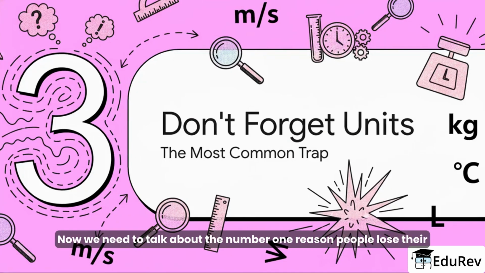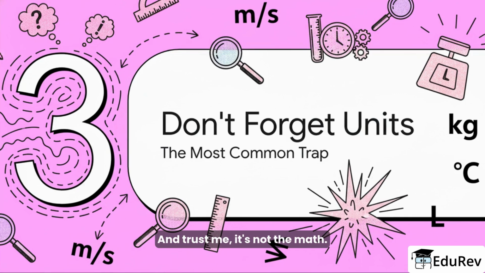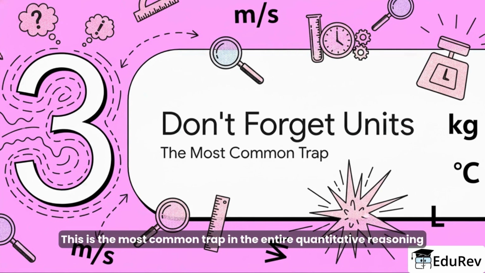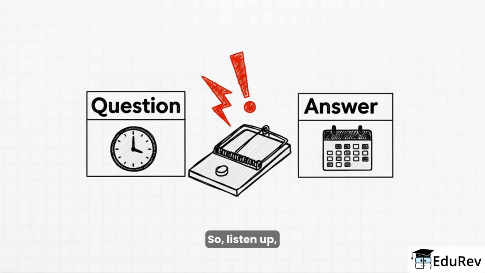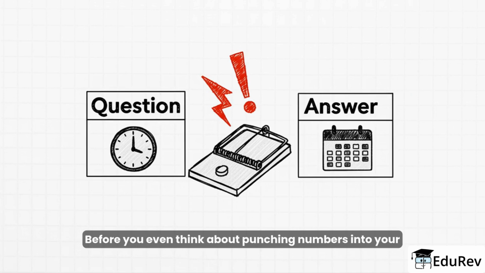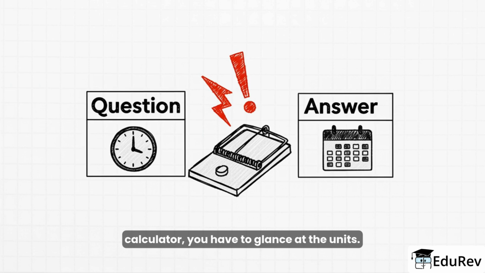Okay, deep breath. Now we need to talk about the number one reason people lose marks on these questions. And trust me, it's not the math. It's the tiny details. I'm talking about units. This is the most common trap in the entire quantitative reasoning section. So, listen up, because this is absolutely crucial. Before you even think about punching numbers into your calculator, you have to glance at the units.